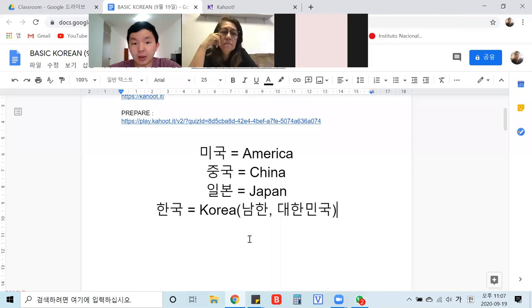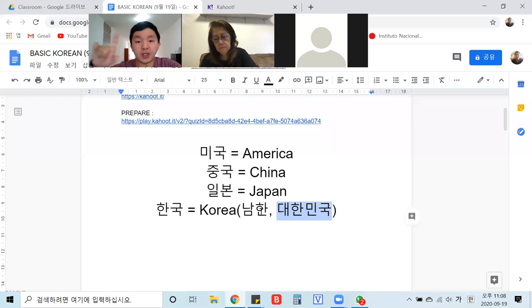Before translating Korea, it's simply Korea. And the 남한 will be South Korea. This 남 is for the direction, south. What about this one? 대한민국. This is officially when you're trying to call Korea a republic. Republic of Korea.